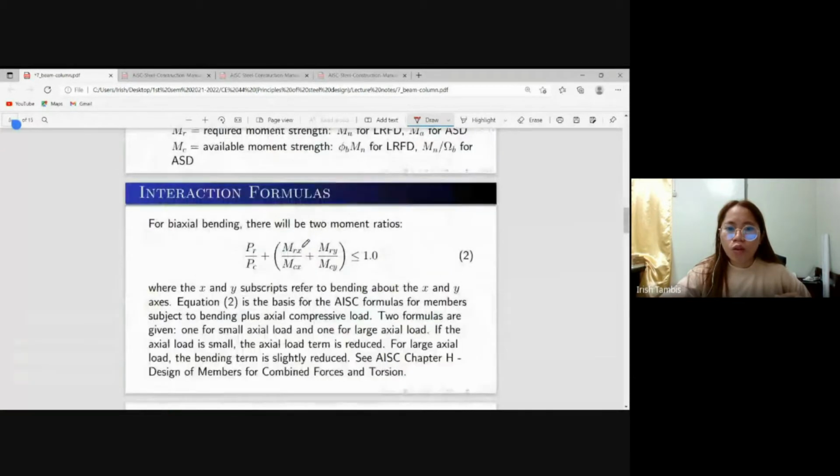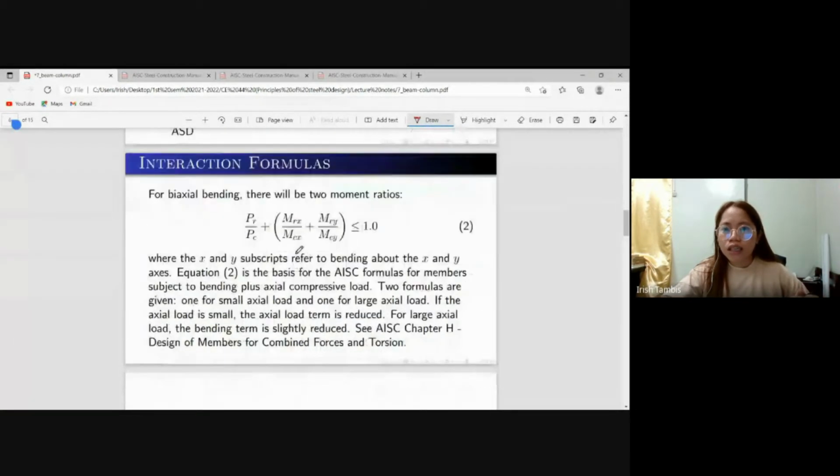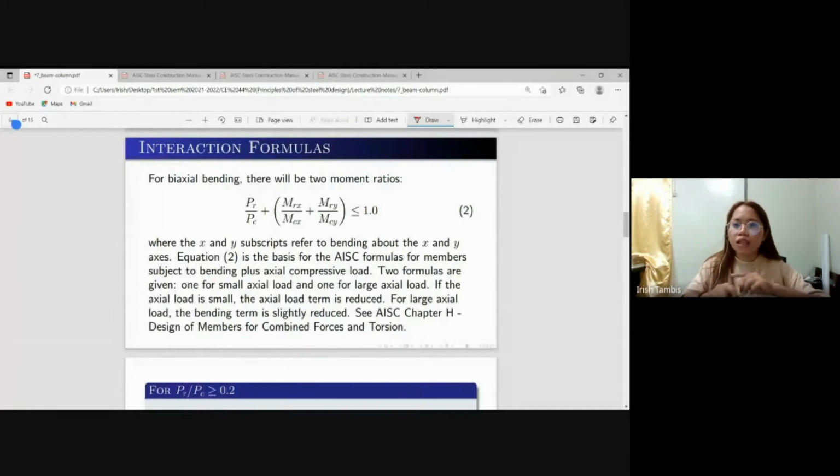But how about for biaxial bending? There will be two moment ratios. For example, you have here the cross section, no? The steel.